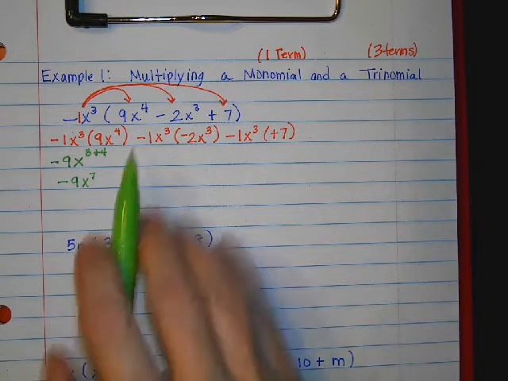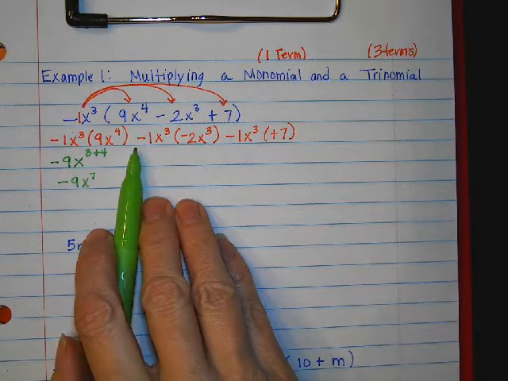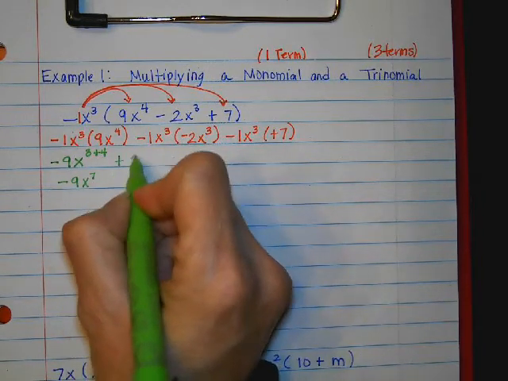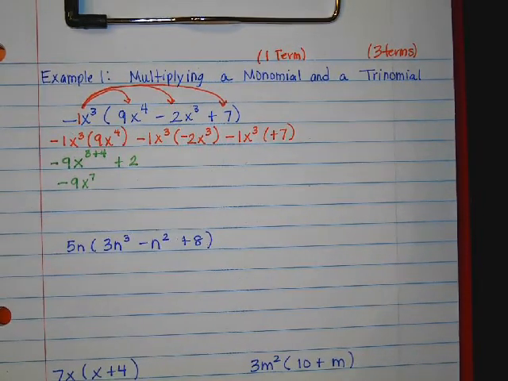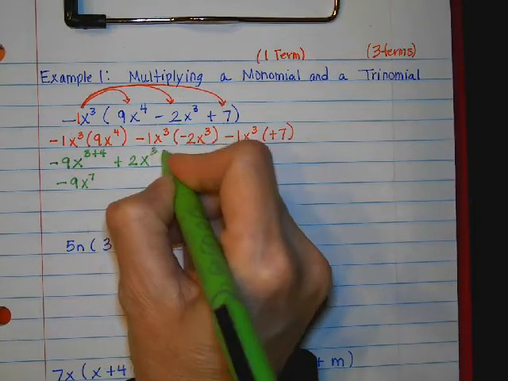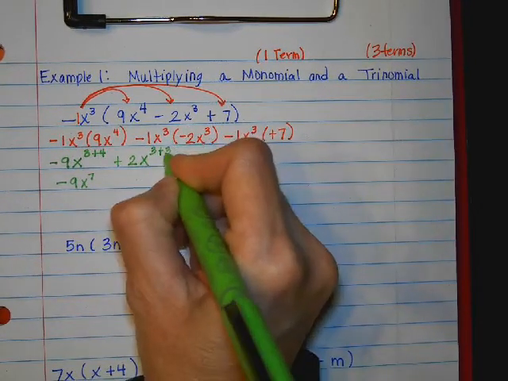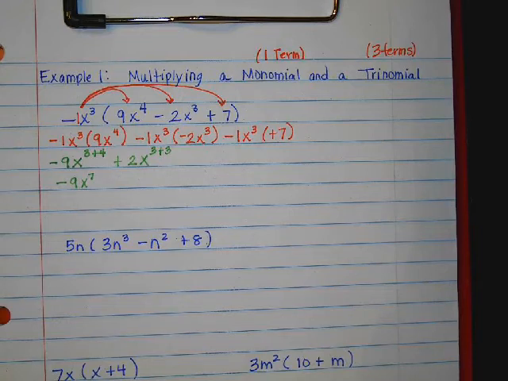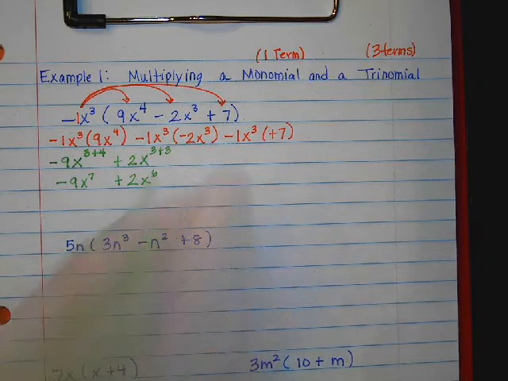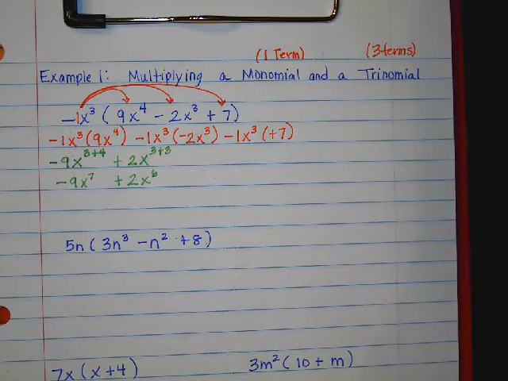Alright, we do the same thing, multiply the coefficients. Negative 1 times negative 2 is a positive 2. Then they both have the variable x, and this exponent is 3, plus this exponent, which is 3, and 3 plus 3 is, beautiful, 6. So 2x to the 6th.